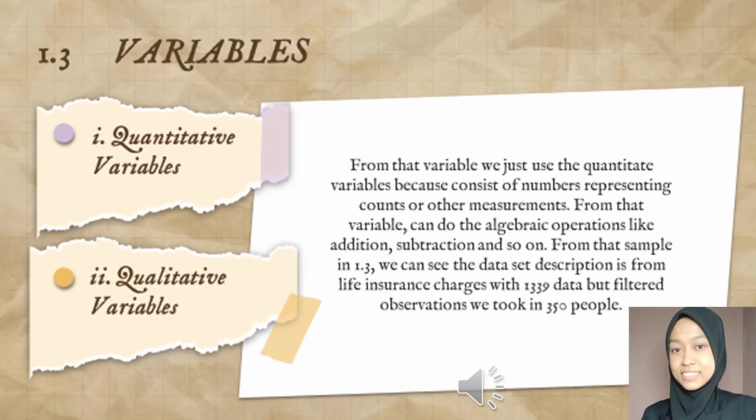1.3 Variables. There are two kinds of variables. First, quantitative variables. Second, qualitative variables. From those, we just use the quantitative variables because they consist of numbers representing counts or other measurements. With them, we can do algebraic operations like addition, subtraction, and so on. From the sample in 1.3, the data set description is life insurance charge with 1,339 data, but the filtered observation we took is only 350 people.